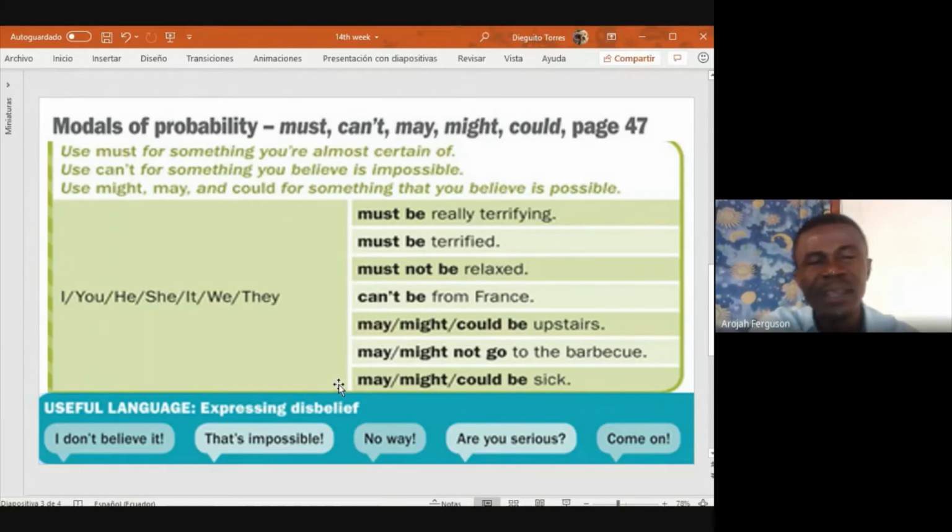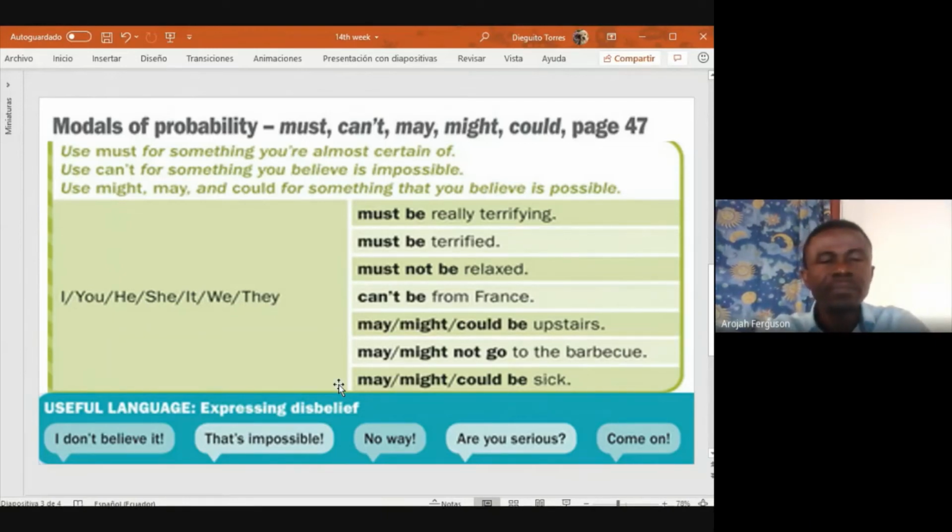Good. The next one is may, might, could be sick. And we're told that if we use may, might, or could, it's something that we believe is possible. So she might be sick, he might be sick, or they could be sick. That means that it is possible that those involved in these three sentences, okay, use may, use might, or could be, it is possible that they are sick. What we are saying about them is very true.